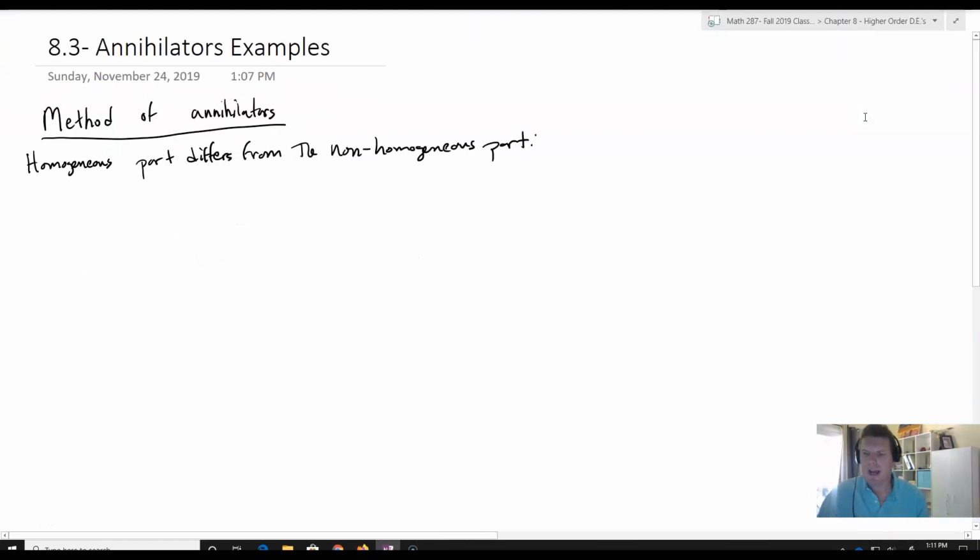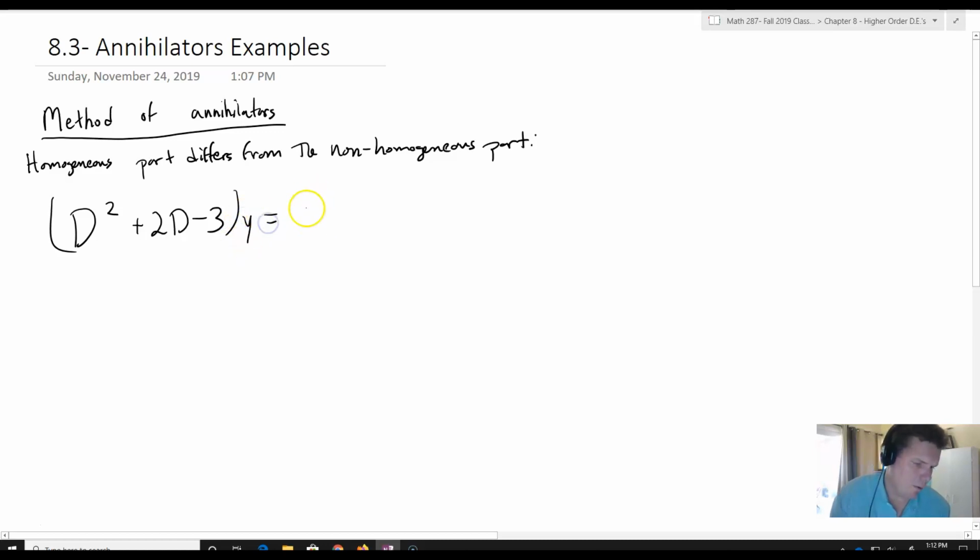So now we're going to take a look at some work with the method of annihilators. In particular, we're still going to have our homogeneous part with constant coefficients. For the most part, that's what we're going to be working with. But what we now have is a non-homogeneous differential equation. So say, for example, we have something along these lines: (D squared plus 2D minus 3)y is equal to 2e to the 2x.